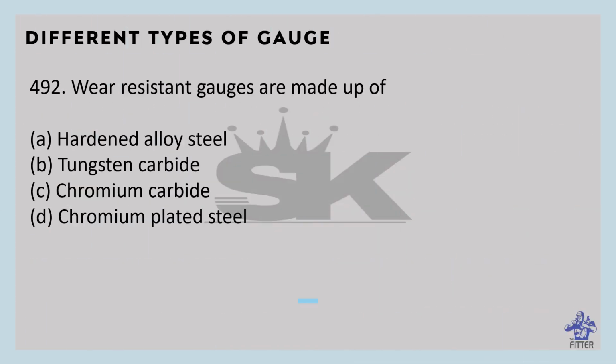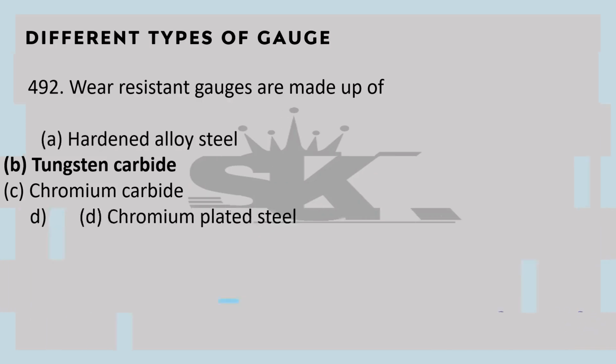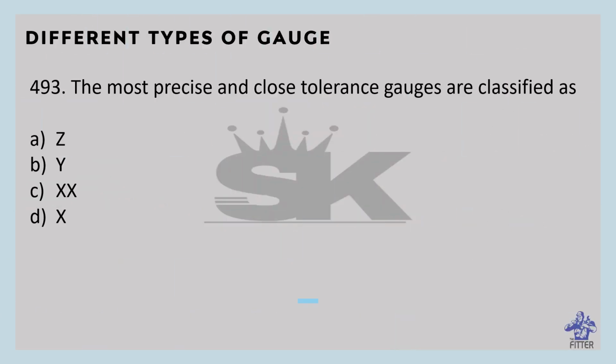Wear resistant gauges are made of tungsten carbide. Wear-resistant materials minimize the friction between mating surfaces, allowing parts to retain their form and integrity for longer in applications involving contact between load-bearing surfaces. The most precise and close tolerance gauges are classified as, option C, XX.